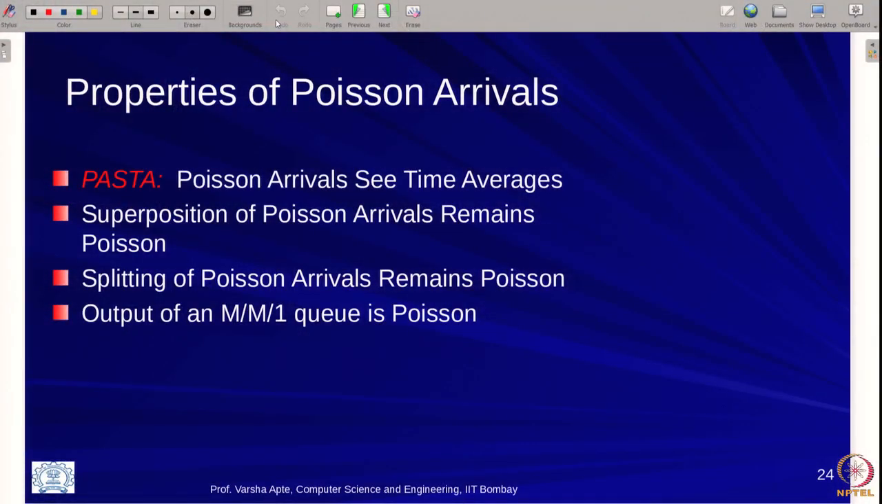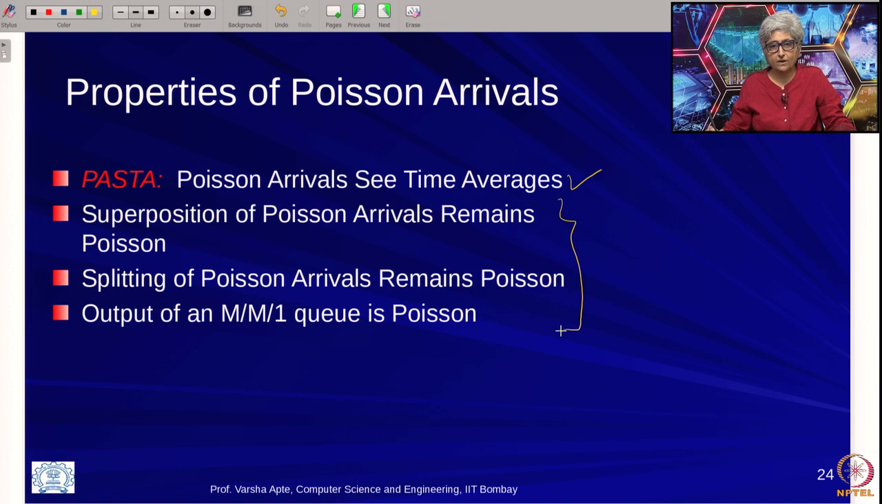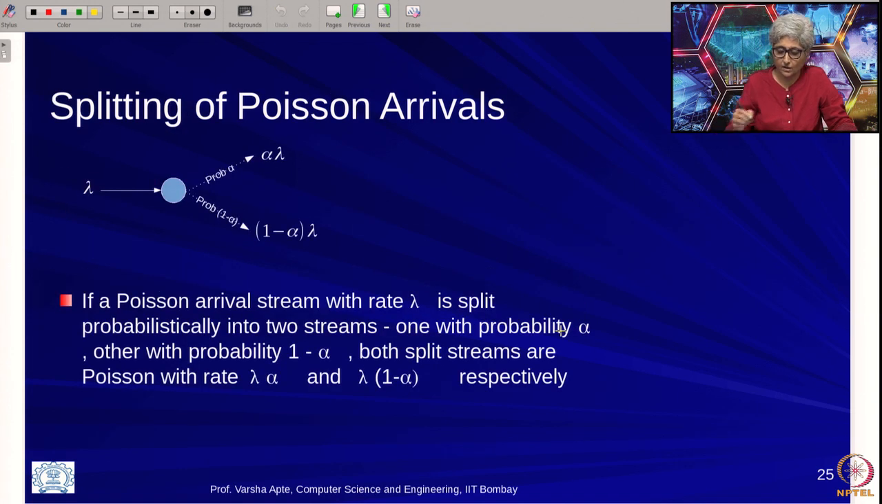So, let us now go to the remaining properties. We have seen this property now, and we will see these 3. The first of these says that splitting of Poisson arrivals remains Poisson. What does that mean? Consider an example.